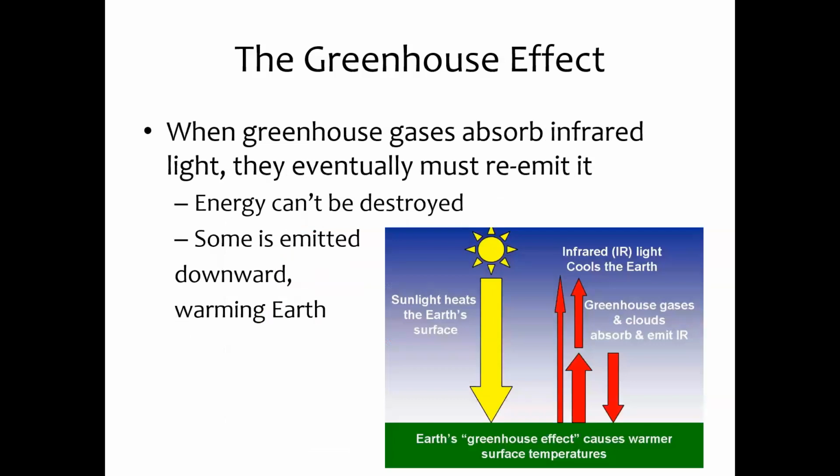So when the greenhouse gases are absorbing that radiation that otherwise would leave, they eventually have to re-emit it because that energy can't be destroyed. Some of that energy is emitted upward, but some is emitted downward, which ends up warming Earth. So you can think about the greenhouse effect in two ways. You can think that it slows down the radiation that's leaving, or you can think about those gases absorbing that radiation and emitting it back down toward Earth. Those are really equivalent ways to think about this.